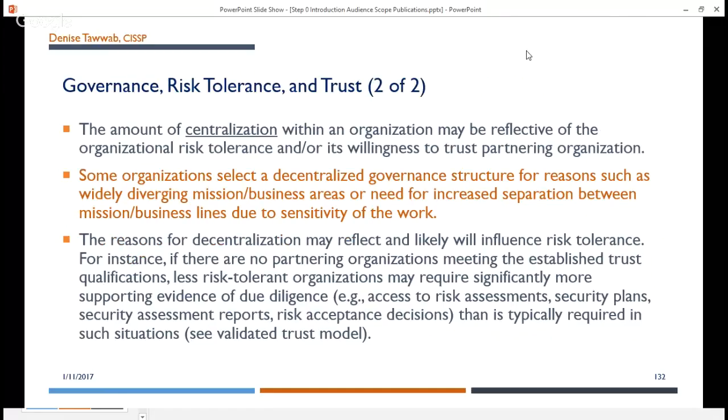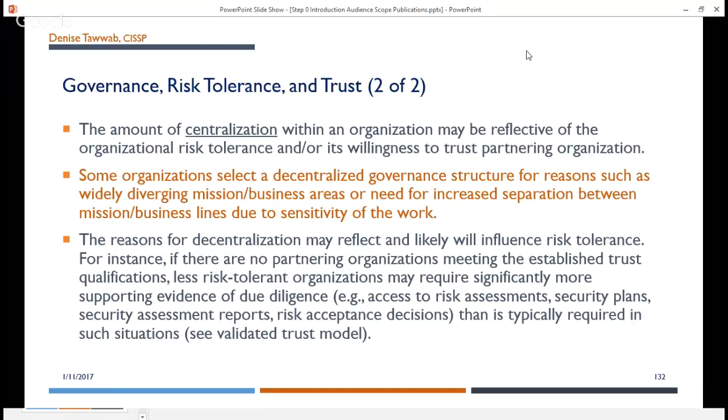The amount of centralization within an organization may be reflective of the organizational risk tolerance and/or its willingness to trust partnering organizations. Some organizations select a decentralized governance structure for reasons such as widely diverging mission business areas or a need for increased separation between business lines due to the sensitivity of the work. The reasons for decentralization may reflect and likely will influence risk tolerance.